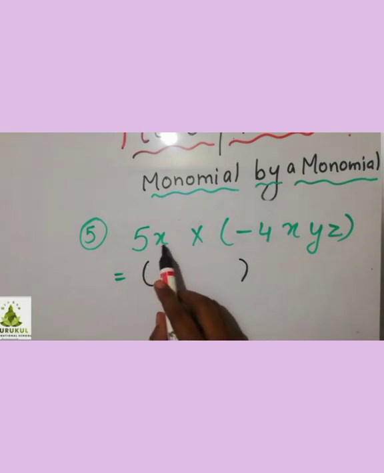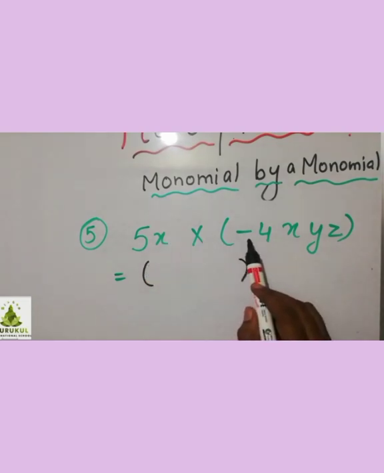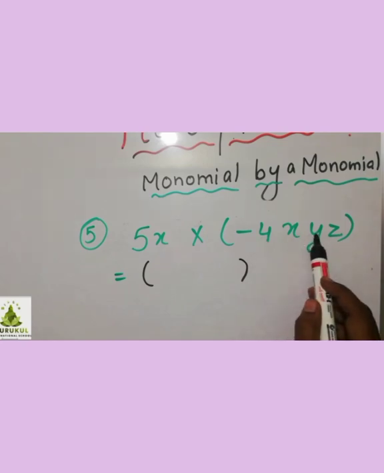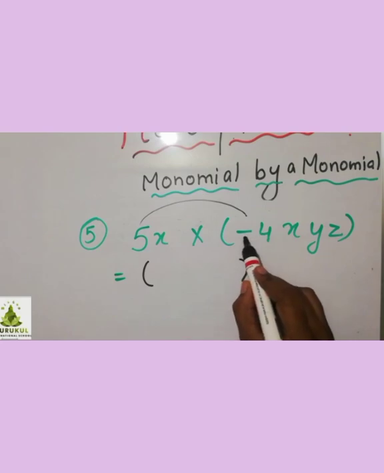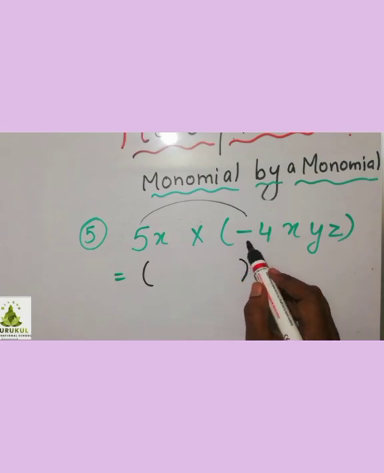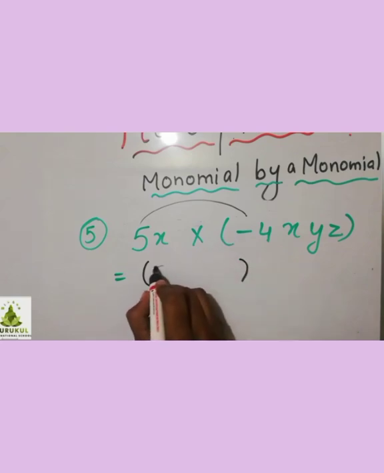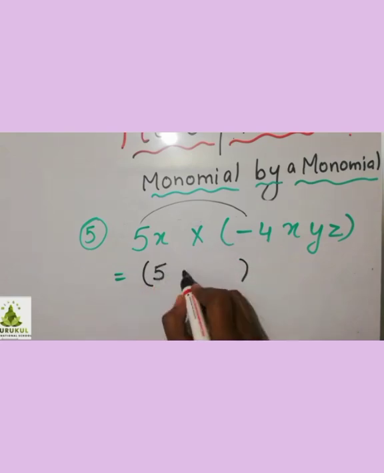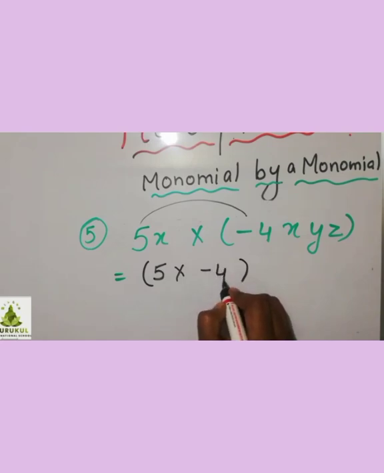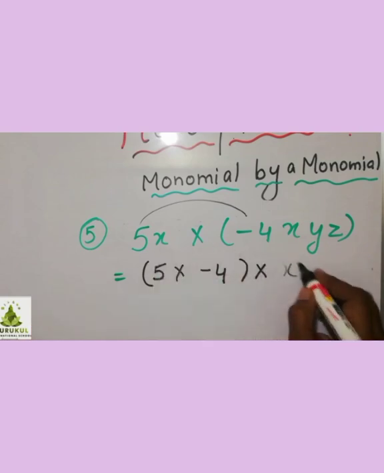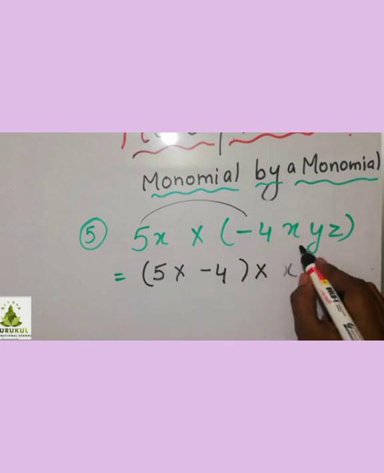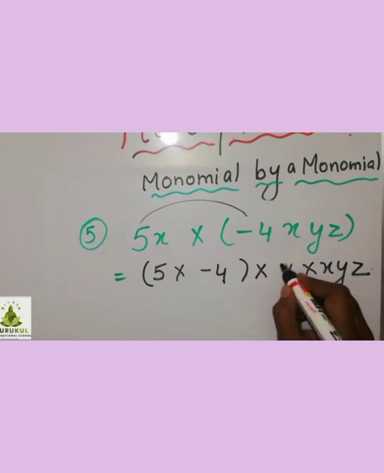In the next example, 5x into, in the bracket the next monomial is minus 4xyz. So what will you do? Multiply 5 and minus 4. 4 has the sign minus, so you have to consider that also. First multiply the coefficients, 5 into minus 4. Then what is remaining? This full bracket into, here what variable is remaining? x is remaining, and here minus 4 went, so x, y, z is remaining. Is this clear to you?